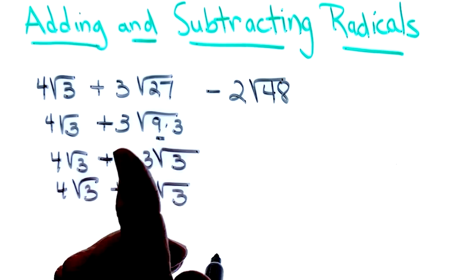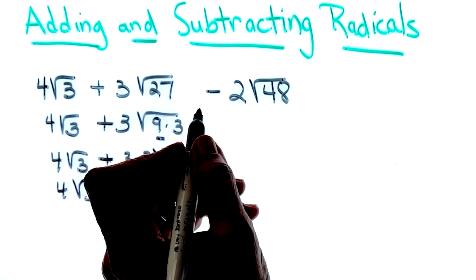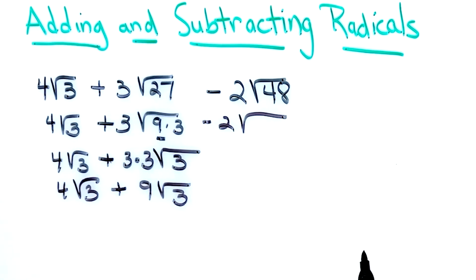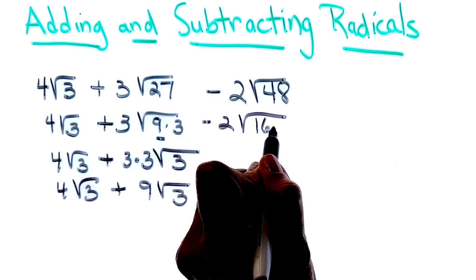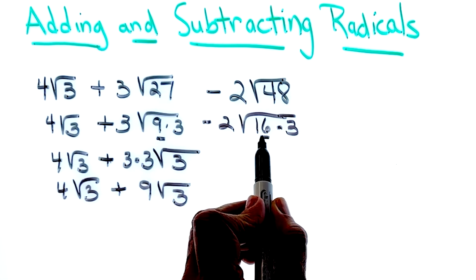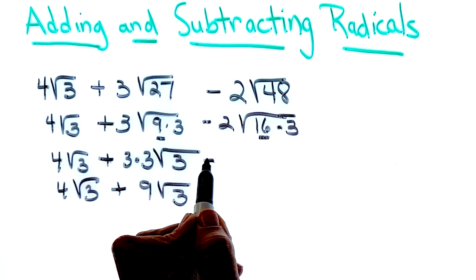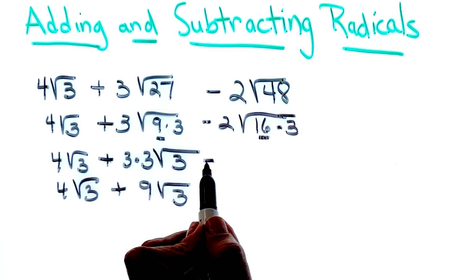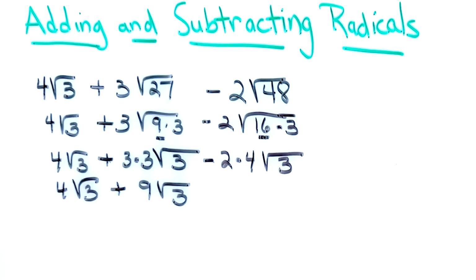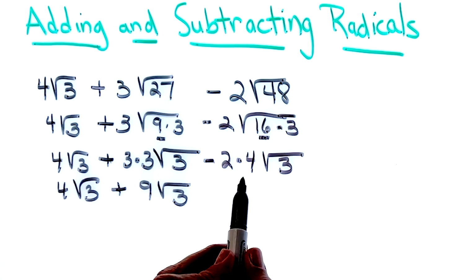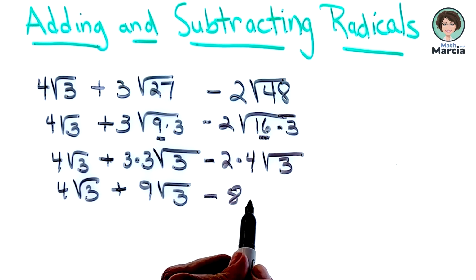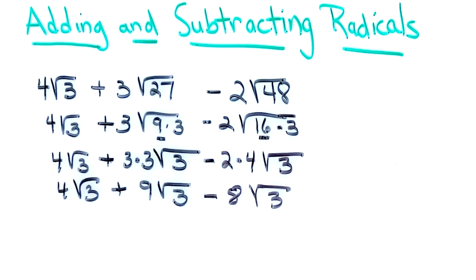So let's go back up to the original problem, and I see a minus 2 square roots of 48. Well, I know 48 is not in simplest terms. So 16 times 3 are 2 factors. The square root of 16 is a perfect square, so I know the square root of 16 is 4. 2 times 4 with the square root of 3 left over. And now I'm going to multiply my 2 times 4 is 8. So it's 8 square roots of 3.